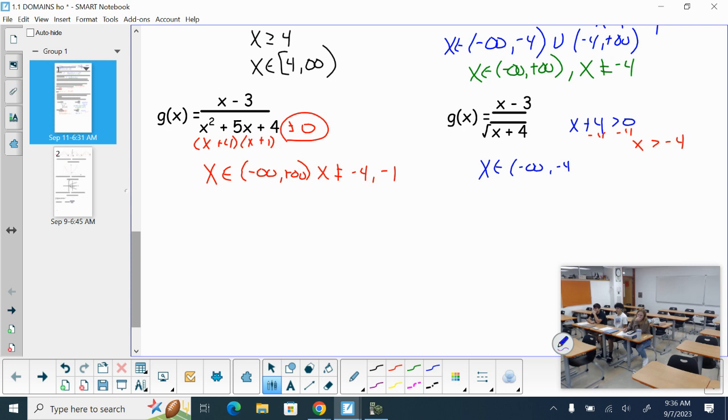So if we take a look at my solution here, we have to be greater than a value of -4. So our solution would be what? X is a member of -4 to positive infinity. And we cannot include that because we can't have 0 on the bottom, or be at value -4.